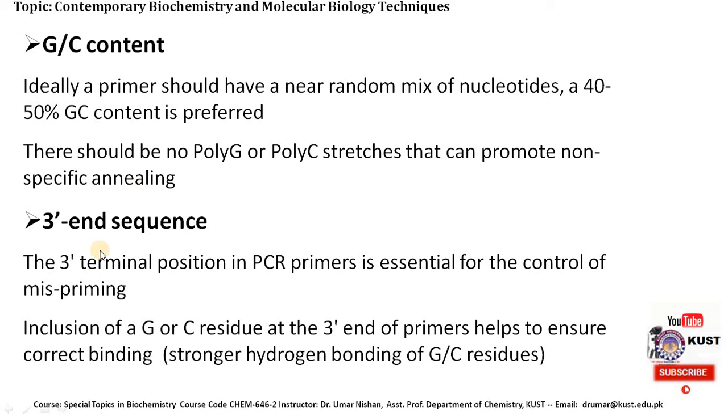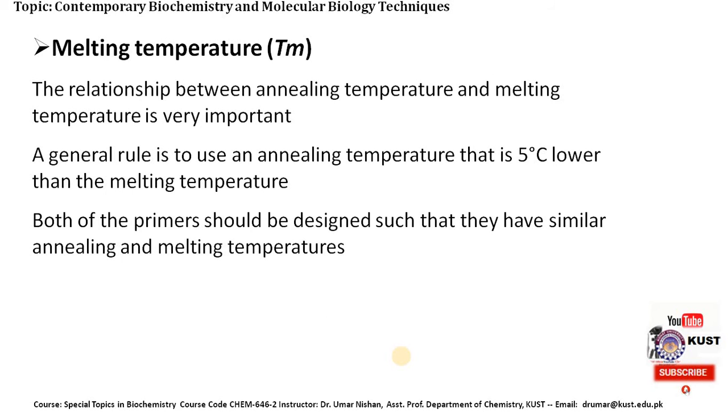Now, 3' end sequence. The 3' terminal position in PCR primers is essential for the control of mispriming. Inclusion of a G or C residue at the 3' end of the primer helps to ensure correct binding. Stronger hydrogen bonding of GC residues here also plays an important role.